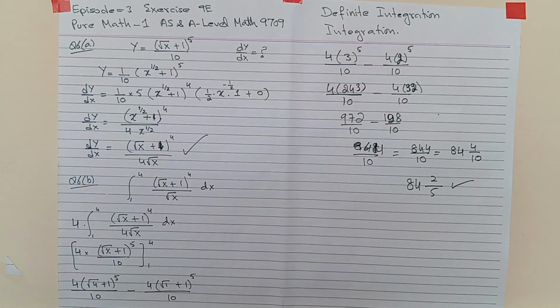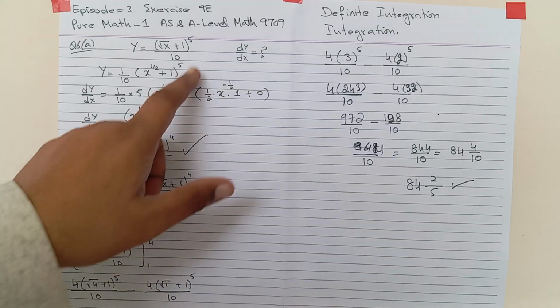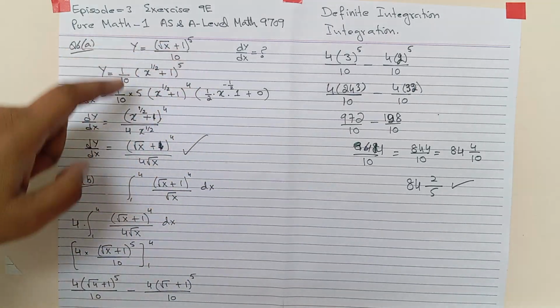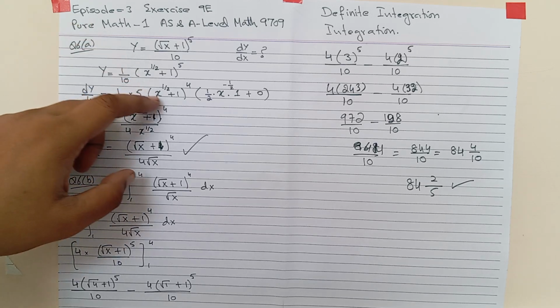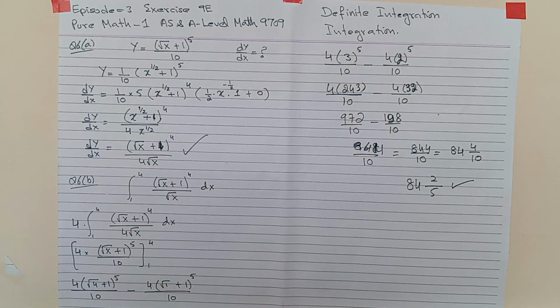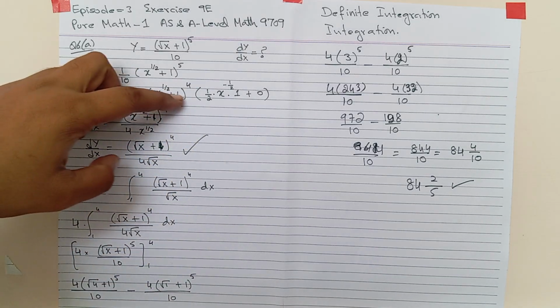So (x^(1/2) + 1) whole thing raised to power 5. When you derivate, this power will come on the side and the power on this will decrease by 1. The power was 5, so when you decrease it by 1, it will become 4. And then we will derivate the base, okay?